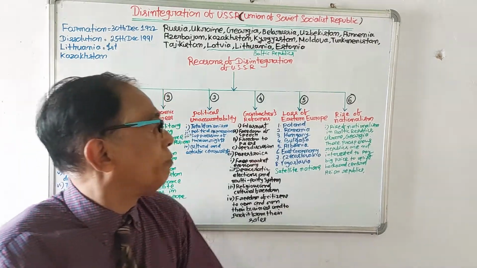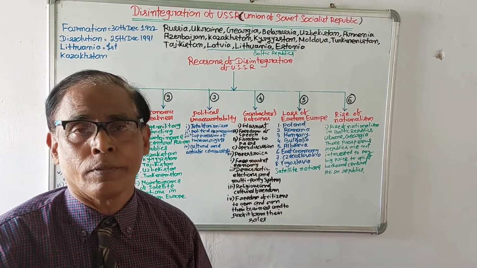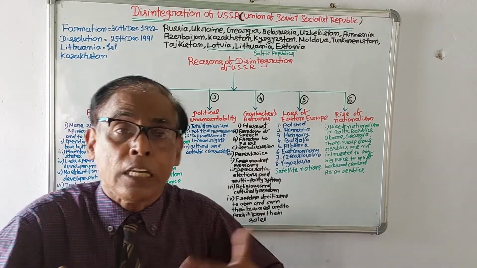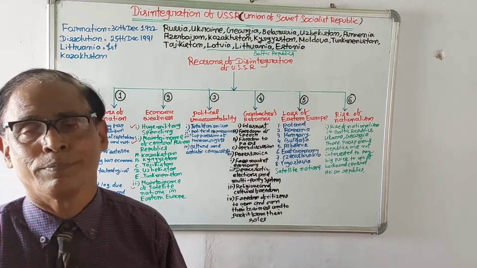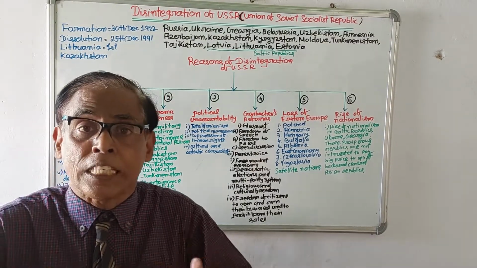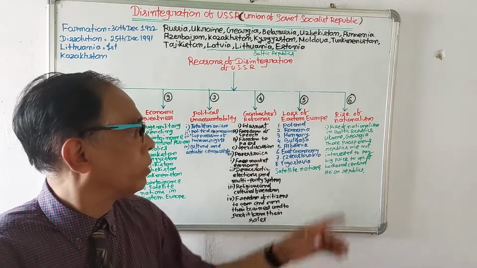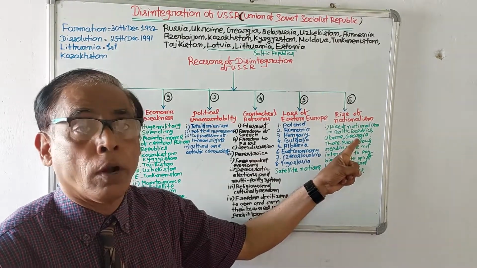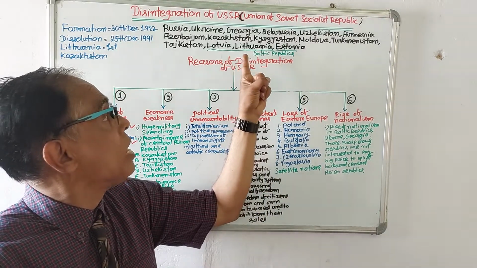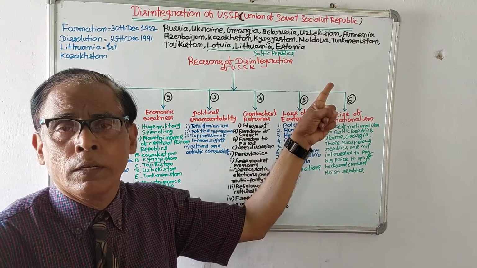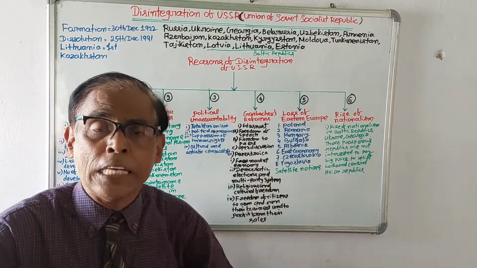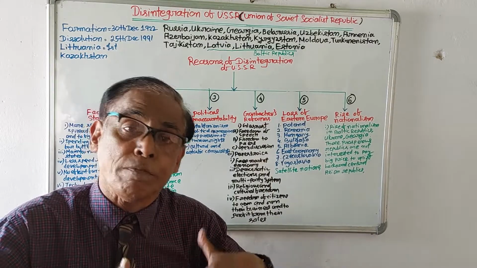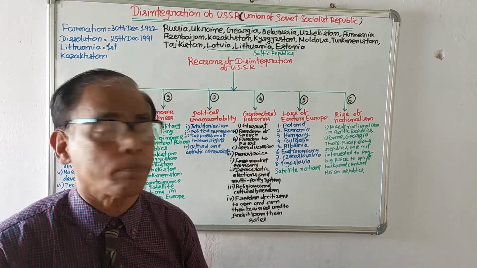Finally, rise of nationalism. In USSR, the spirit of nationalism grew in different provinces. Rise of nationalism in Baltic republics. Baltic Republic means Latvia, Lithuania, Estonia. There was rise of spirit of nationalism in these countries. They wanted to make them free from the fold of USSR.